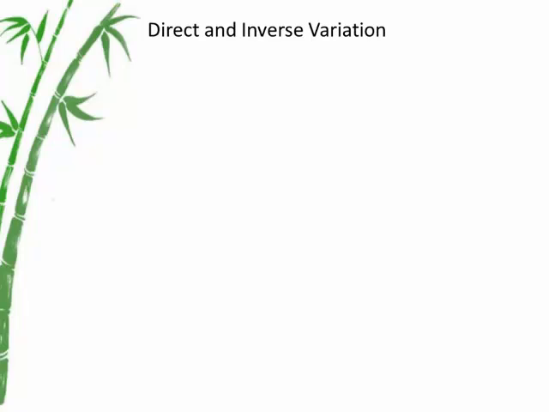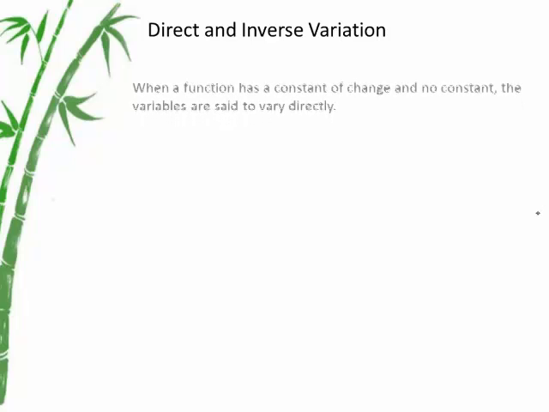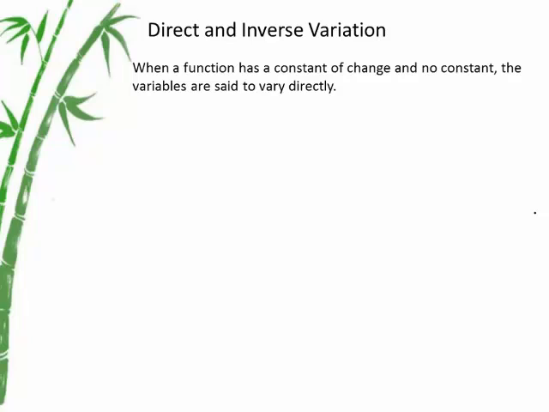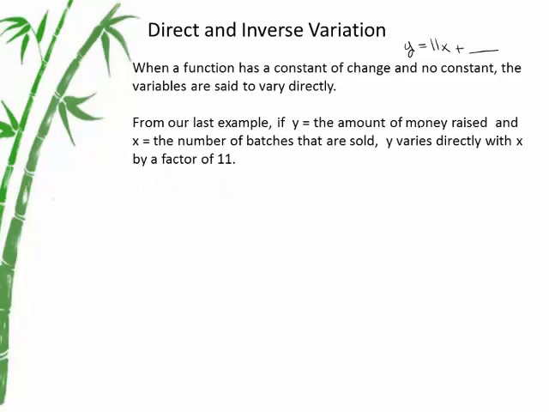Okay, we have what's called a direct and inverse variation when we talk about a constant of change. So when a function has a constant of change and no constant, so for example, y is equal to 11x, but there's nothing being added or subtracted, the variables are said to vary directly. So if y was the amount of money raised and x is the number of batches that are sold, y varies directly with x by a factor of 11. And we wrote that as y is equal to 11x.